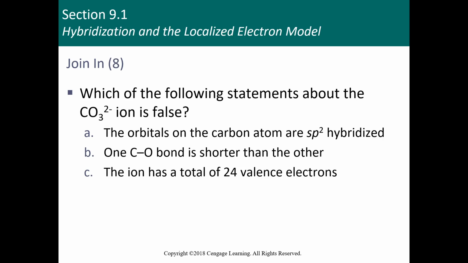Which of the following statements about the CO3 2- ion is false? A. The orbitals on the carbon atom are sp2 hybridized. B. One CO bond is shorter than the other. And C. The ion has a total of 24 valence electrons.